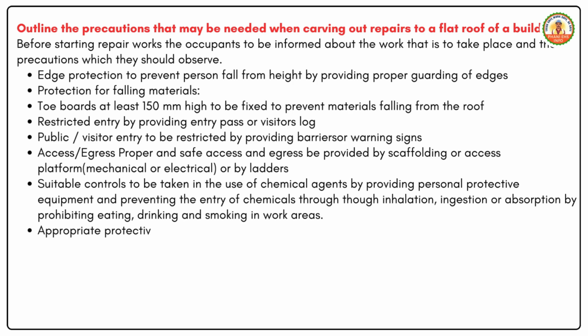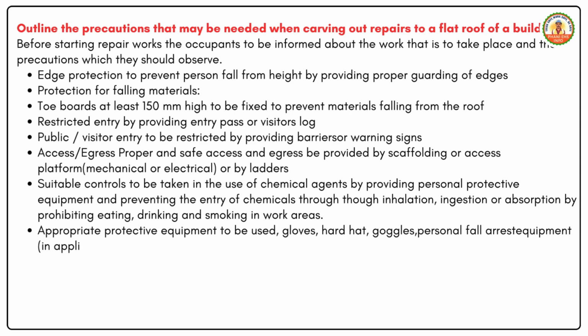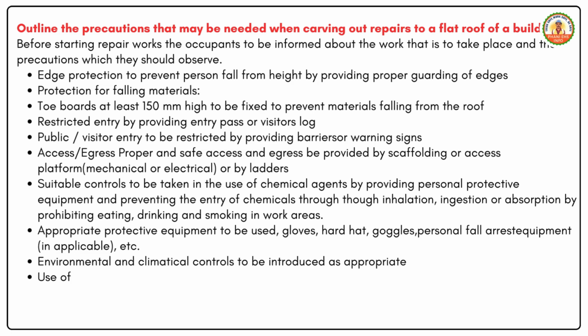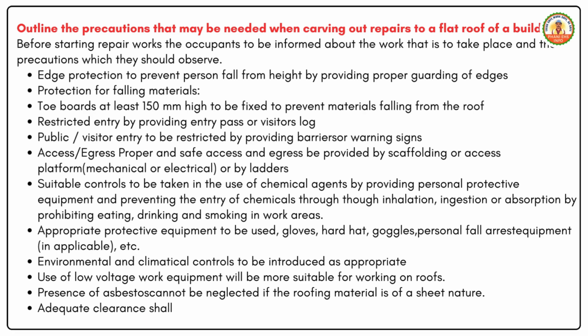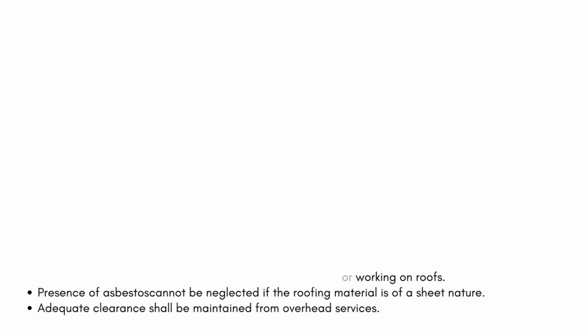Appropriate protective equipment to be used: gloves, hard hat, goggles, personal fall arrest equipment, where applicable, etc. Environmental and climatic controls to be introduced as appropriate. Use of low voltage work equipment will be more suitable for working on roofs. Presence of asbestos cannot be neglected if the roofing material is of a sheet nature. Adequate clearance shall be maintained from overhead services.